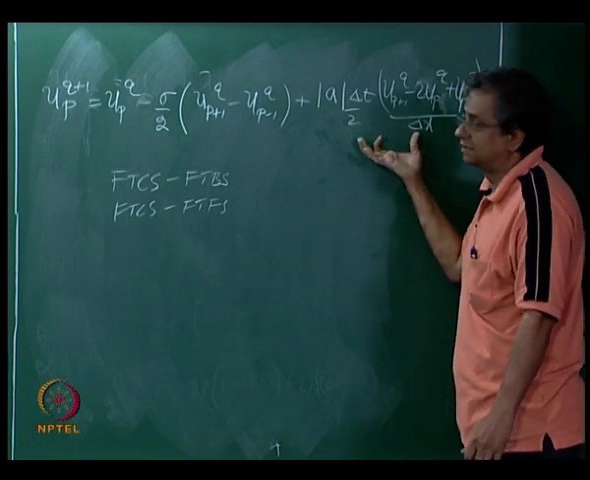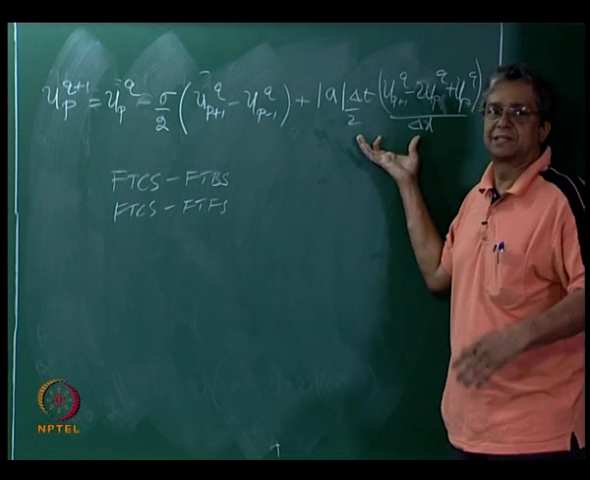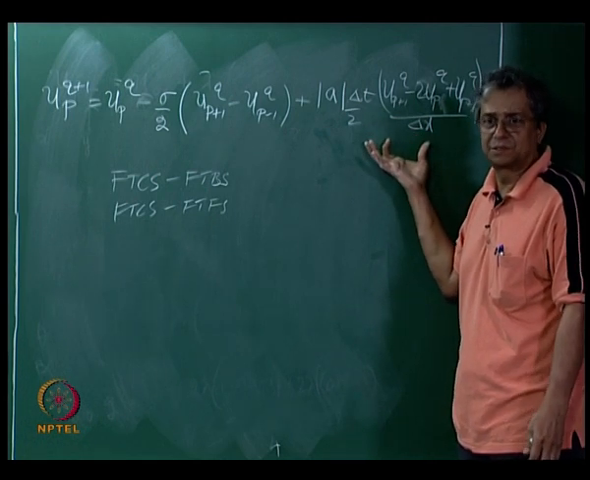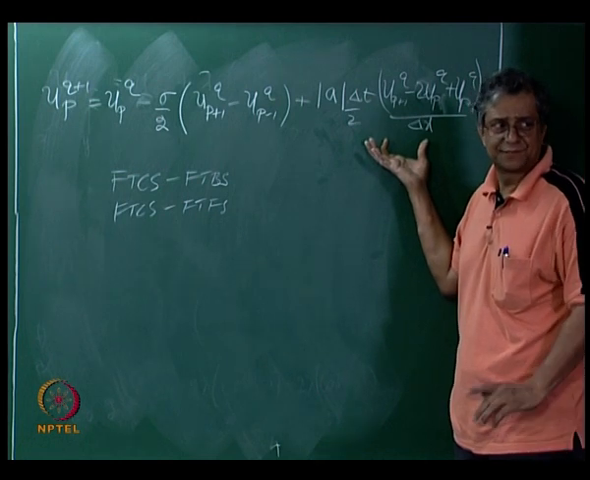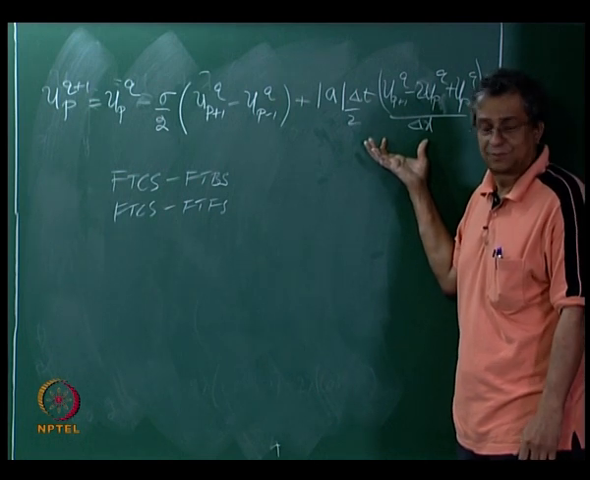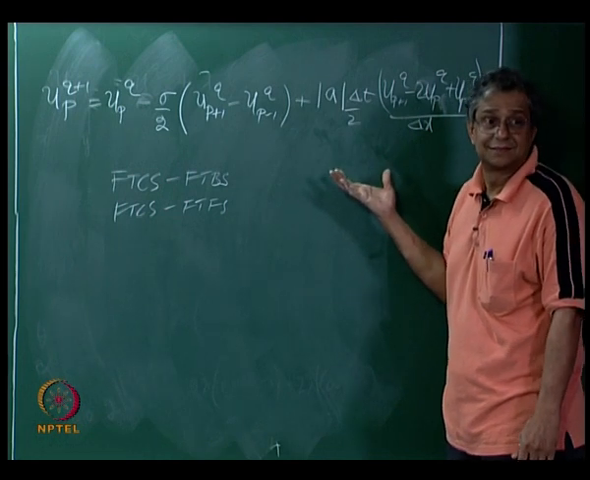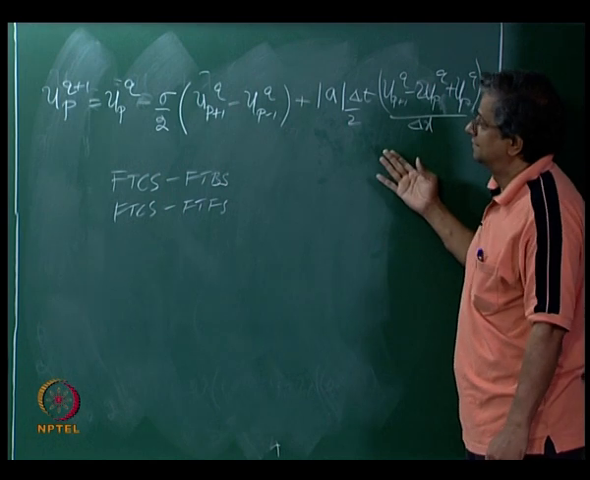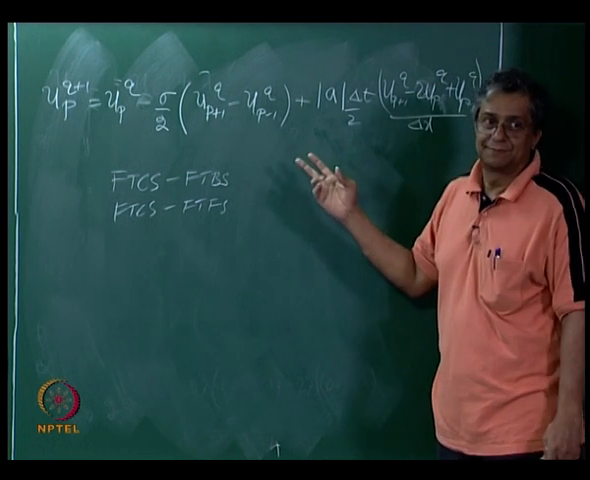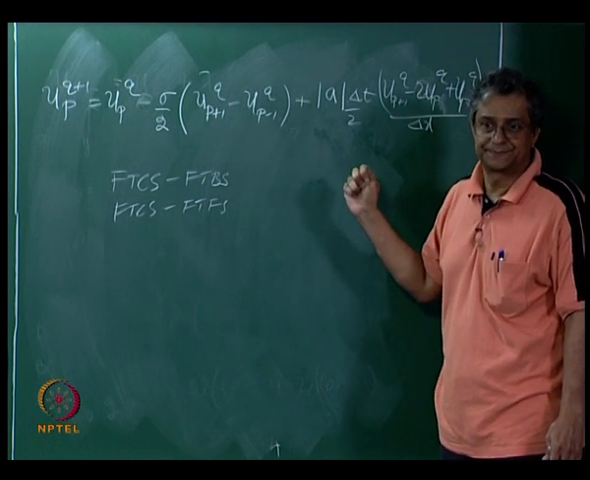but the addition of this term does not eliminate the second derivative term. The addition of this term only converts the central difference scheme to a one-sided, first order scheme. So we lost the order of the scheme, okay. Are there any questions?